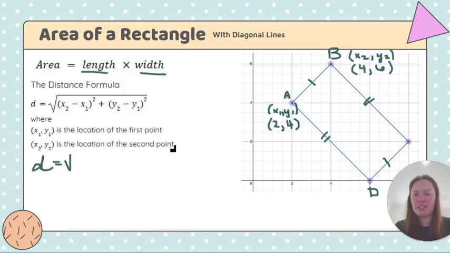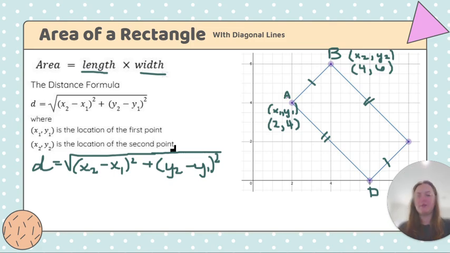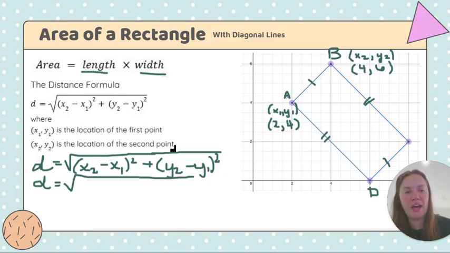Remember, our distance formula is equal to the square root of our x2, our second x point, minus our first x point, which is x1, squared, plus our y2 minus our y1, also squared. And I'm going to extend this all the way over. Okay. Our first step is always to replace the values. So x2 here is equal to 4, and we're subtracting x1. See, x2 is equal to 4, x1 is equal to 2.